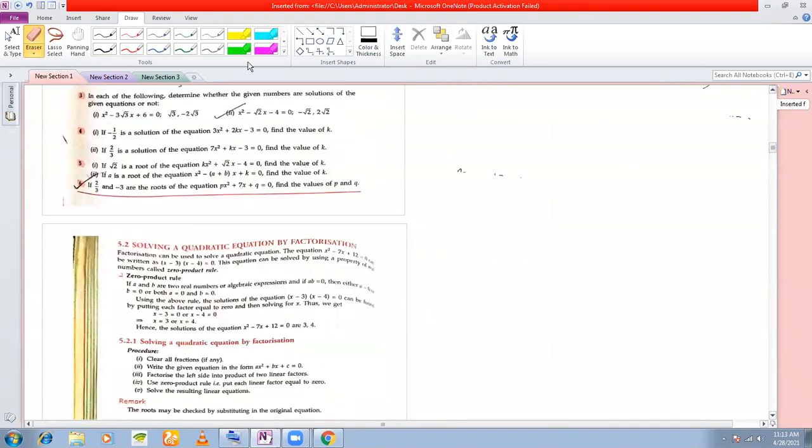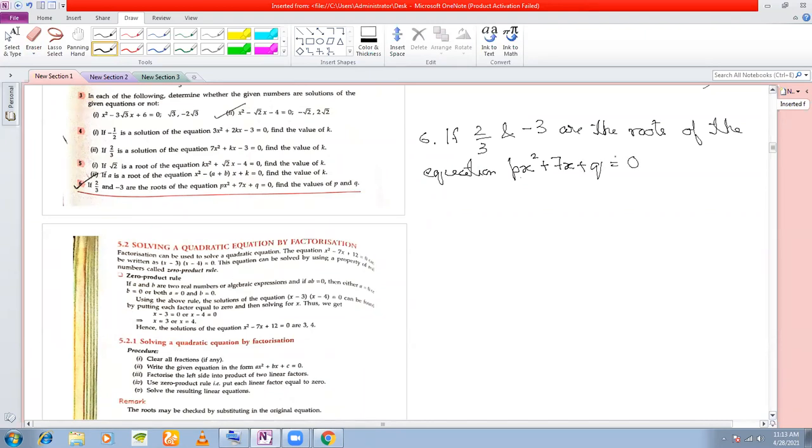So number 6 here, the question states that if 2 by 3 and minus 3 are the roots of the equation px square plus 7x plus q equal to 0, find the values of p and q.